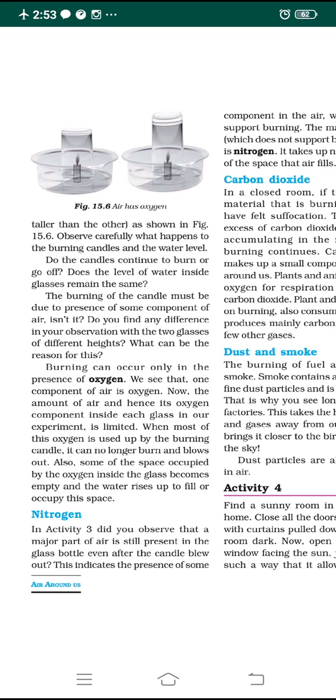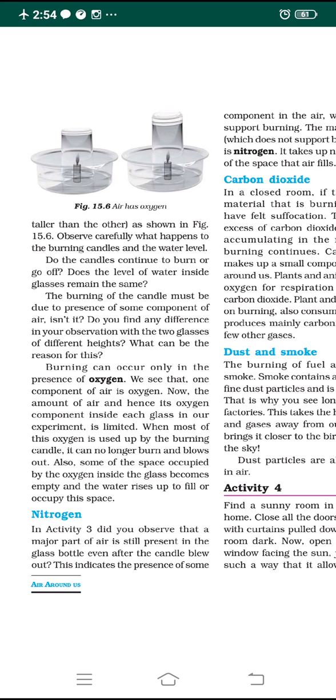Now, the amount of air, and hence its oxygen component, inside each glass in our experiment. You have to remember that each glass, which is kept inverted, is filled with air containing oxygen. Whatever oxygen is present inside the glass is limited, so it burns.